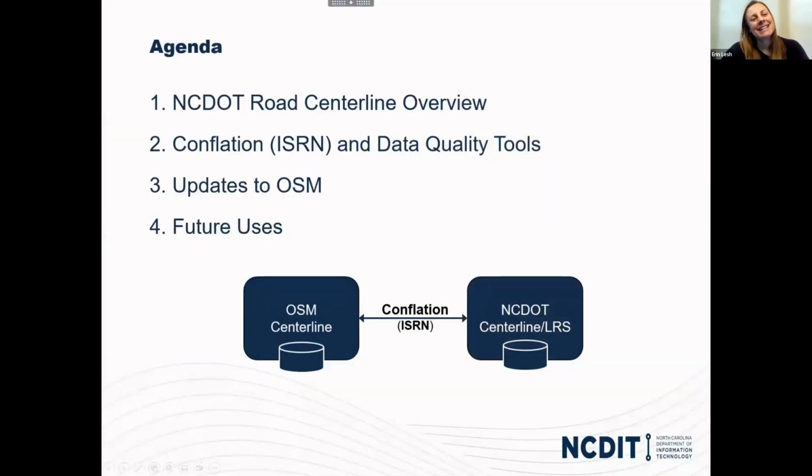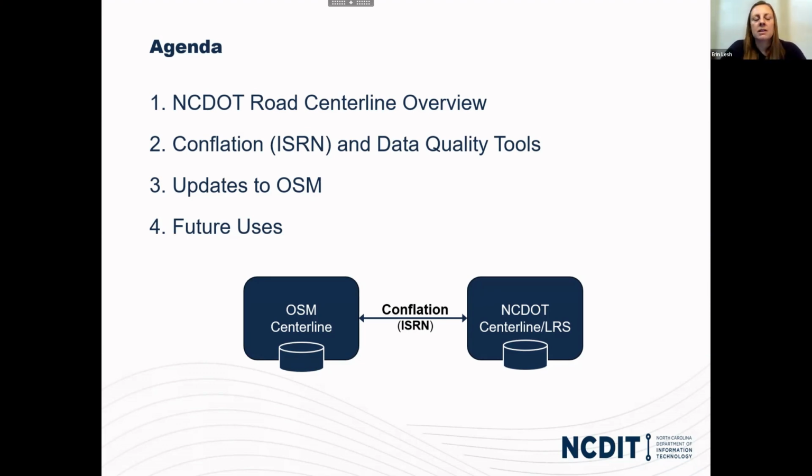There we go. So what we were thinking is that I would give y'all a quick overview of the North Carolina DOT road centerline and also explain to you what linear referencing is, because if you're like me, I didn't know what it was until I joined a DOT. And then I'll turn it over to Phil, and he'll talk about how we're leveraging OpenStreetMap through a conflation, because there's two different data sets. We've got the OpenStreetMap centerline and we've got the North Carolina DOT centerline.